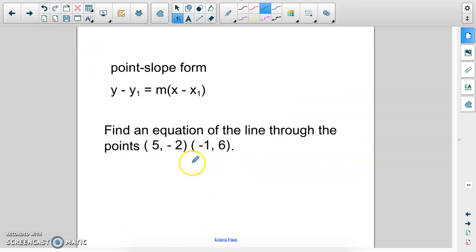Point slope form is where you leave the slope here and you don't multiply it through, and you leave the x and the y value not in that order. The x goes here and the y goes here.